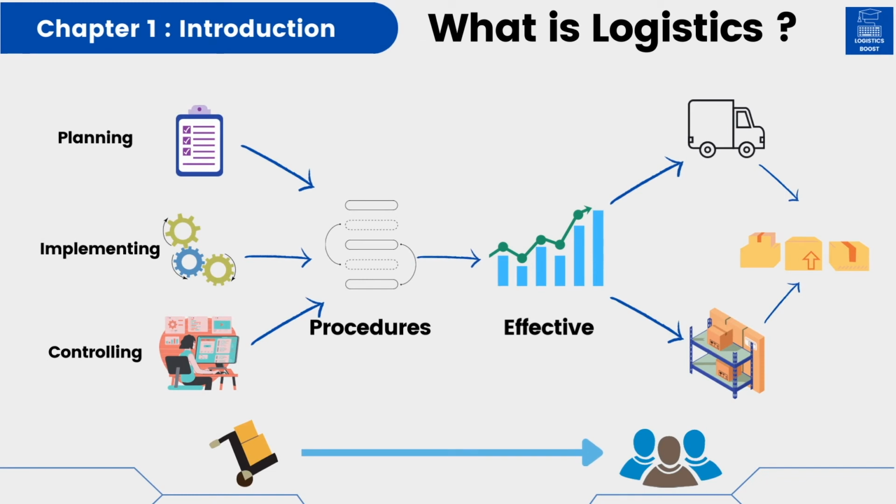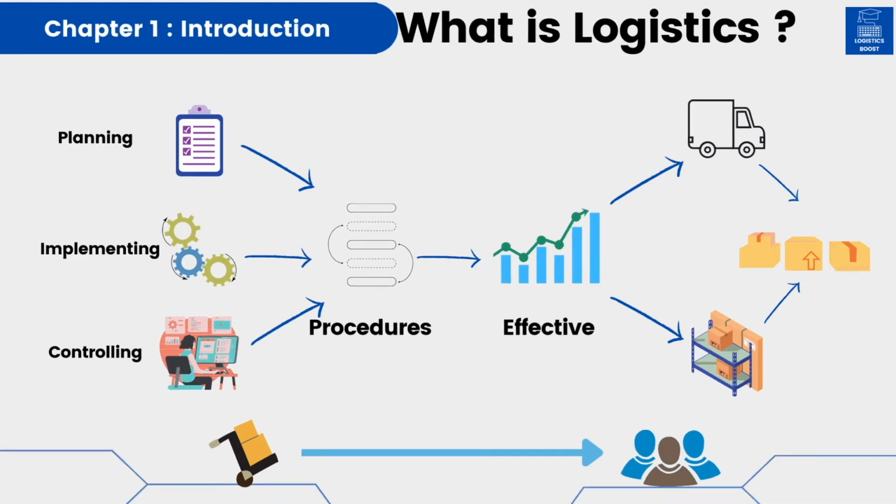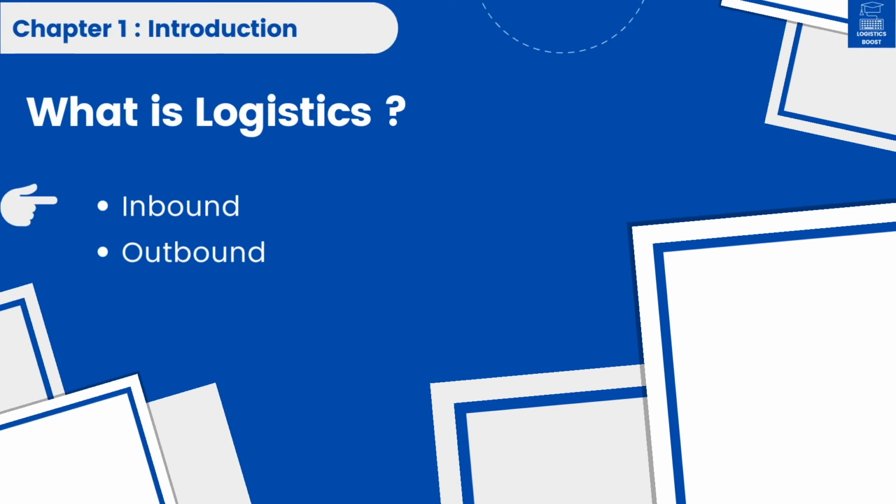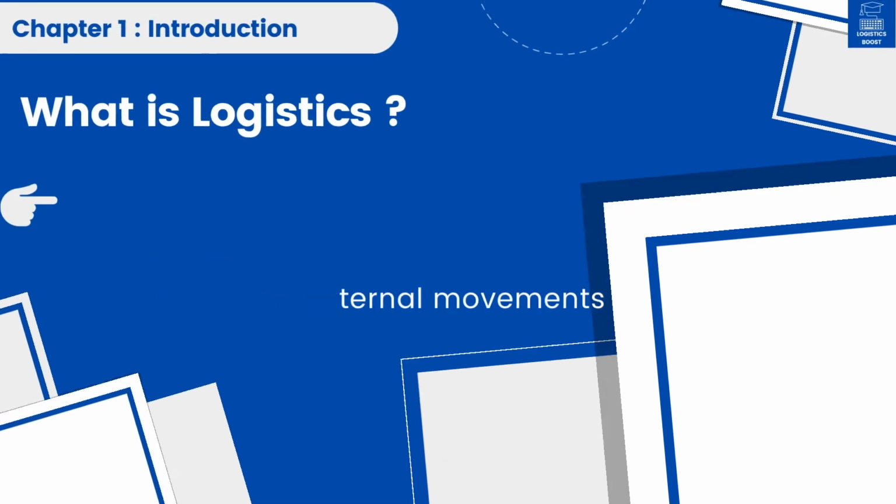So what is logistics? Logistics is the process of planning, implementing, and controlling procedures for the efficient and effective transportation and storage of goods, including services and related information, from the point of origin to the point of consumption for the purpose of conforming to customer requirements. This definition includes inbound, outbound, internal, and external movements.